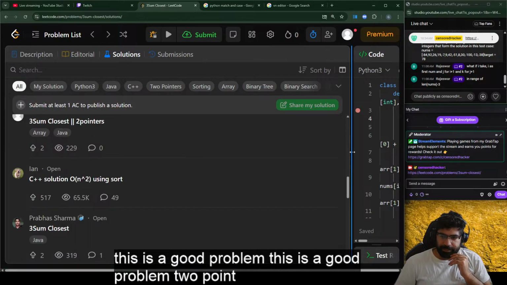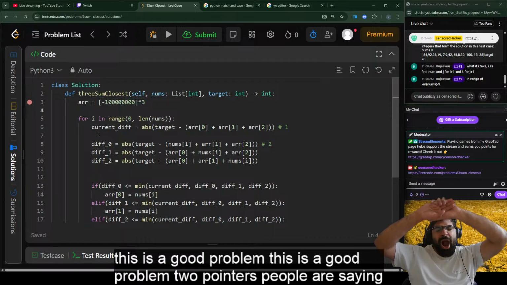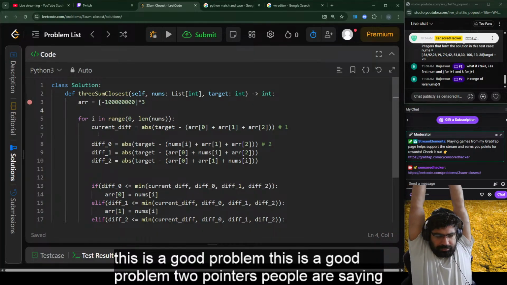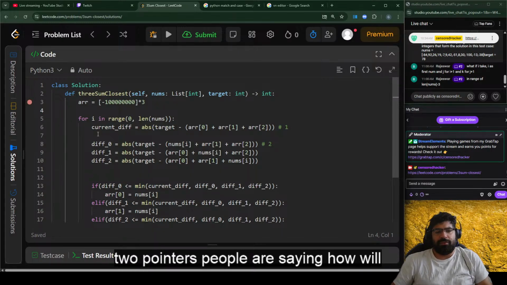Two pointers, people are saying. How will I solve it with two pointers?